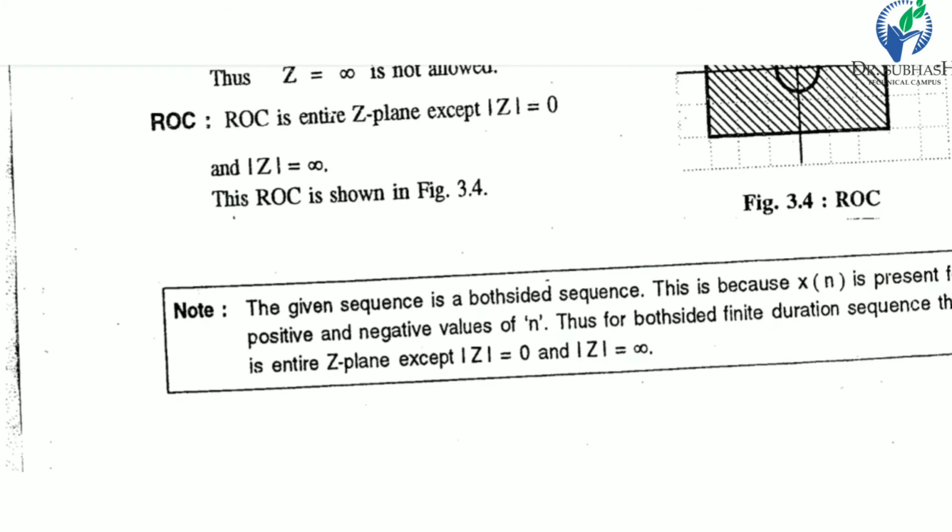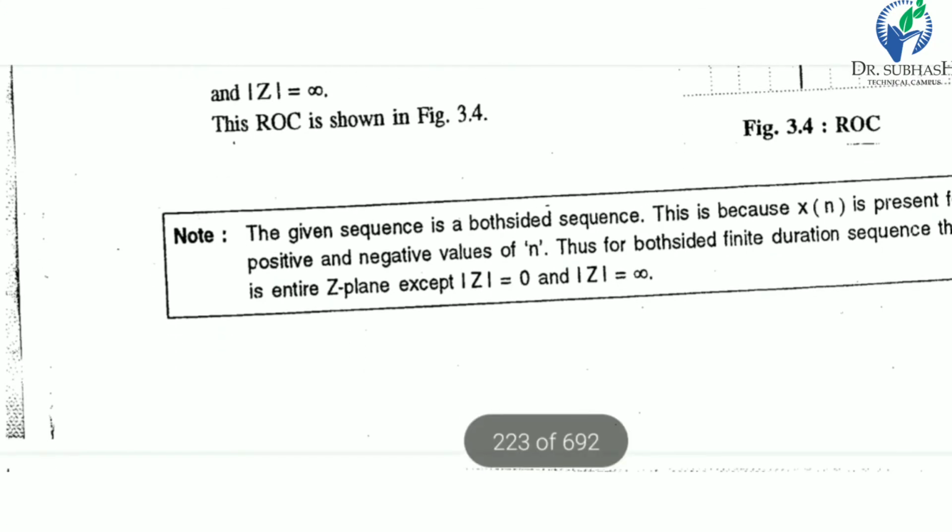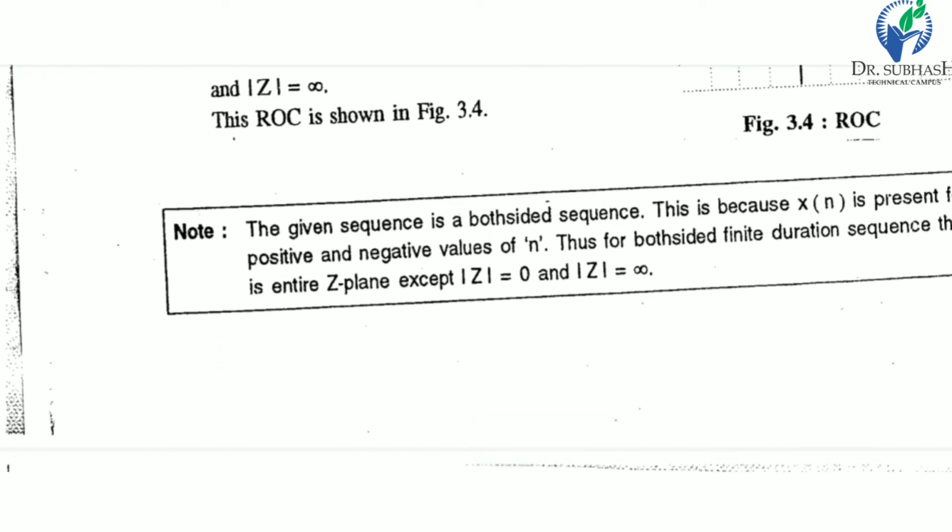So here we studied 3 different examples. First is causal, in that the ROC is the entire z plane except mod z equal to 0. And the second example is an anti-causal system, in that the ROC is the entire z plane except mod z equal to infinity. And now the third example is both sided. So in that, the ROC is the entire z plane except mod z equal to 0 and mod z equal to infinity. Thank you. We will study the next example in the next lecture.